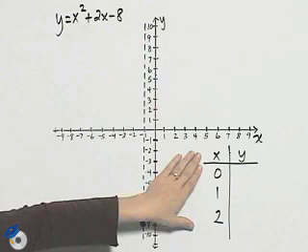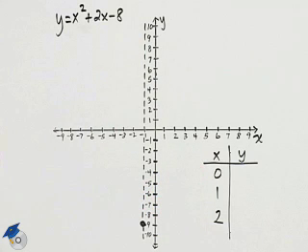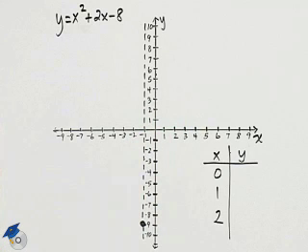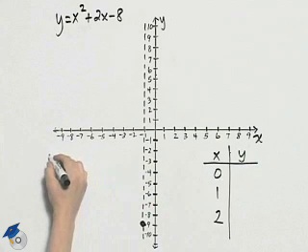Now, what I will do is use a t-chart to find some additional points on the graph. I'll choose x values that are to the right of the axis of symmetry. So what I will do is substitute these values in for x and solve for y.